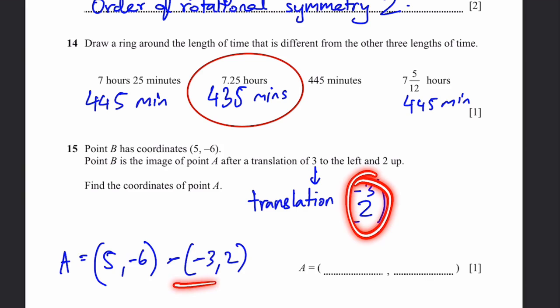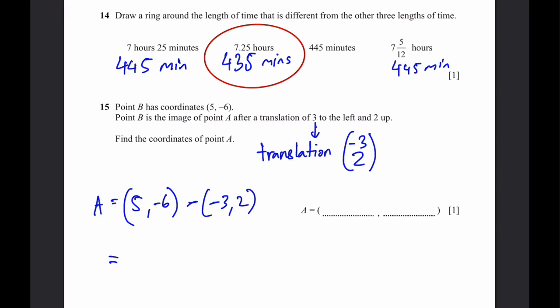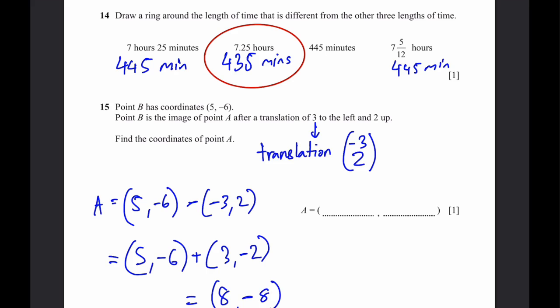I'm writing this in coordinate notation, so minus 3, 2. That'll be 5, minus 6, plus 3, minus 2, to do the inverse, that's why. And that'll be 8, minus 8. That's the answer. Let's go to question 16.